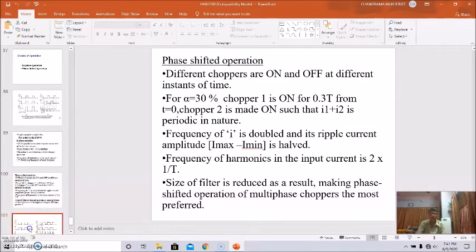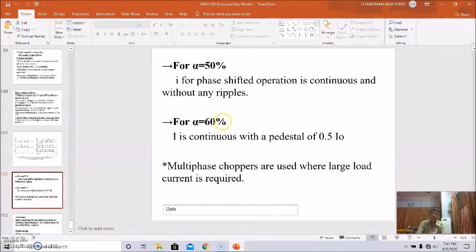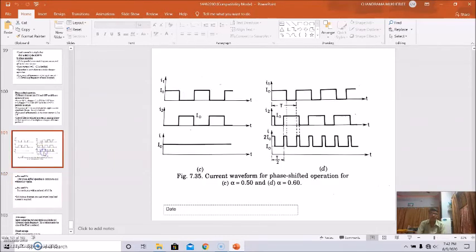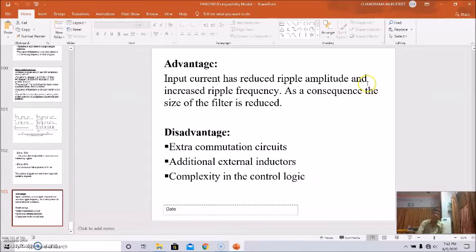This is the current waveforms for phase-shifted operation for alpha equal to 0.5 and alpha equal to 0.6. It is shown here. For alpha 50%, I for phase-shifted operation is continuous and without any ripples, and for alpha 60%, I is continuous with a pedestal of 0.5 I0. So that is shown here. Okay, so these are the advantages.